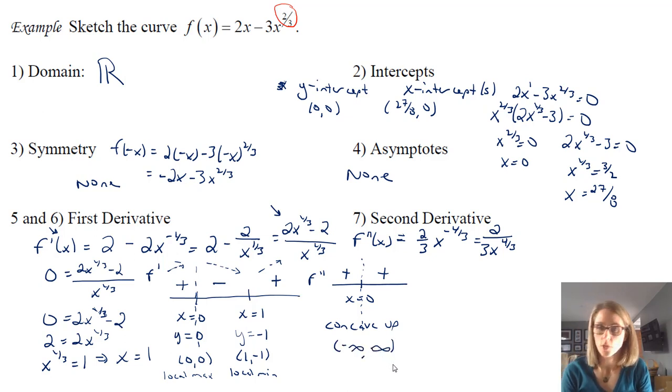Okay, so now we're ready to graph it. So you can put on your x-intercept and y-intercept, and you can put on your local max and local min, or realize that 0, 0 is a local max and 1, negative 1 is a local min, and then think about your concavity and see if you can put it all together and do the graph.